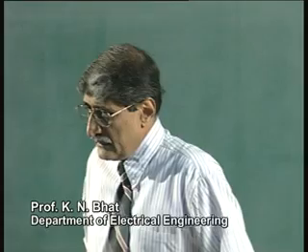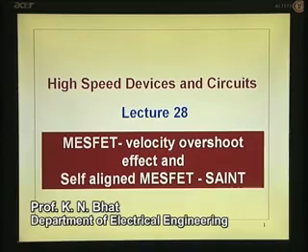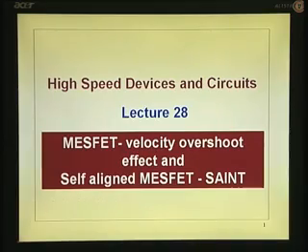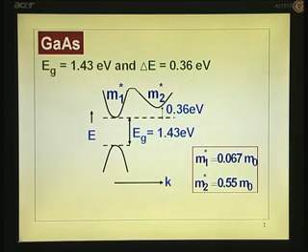We have been discussing the velocity overshoot effect and the self-aligned MESFET, that is SAINT it is called. Now, a few things I want to remark, just reviewing what we did last time. We took a look at the energy band diagram, E-K diagram, and then said that the velocity field characteristic that you get is due to the transfer of electrons from here to here.